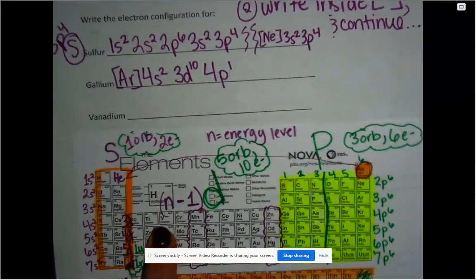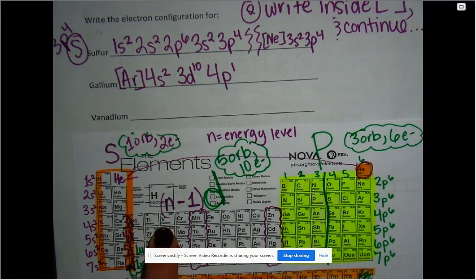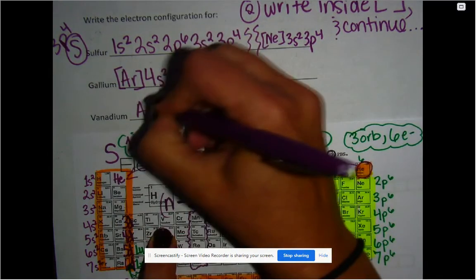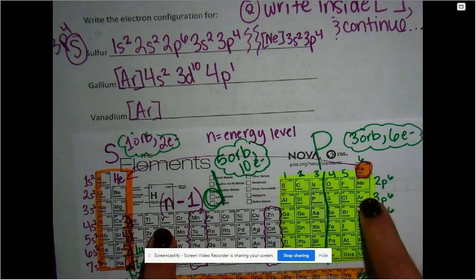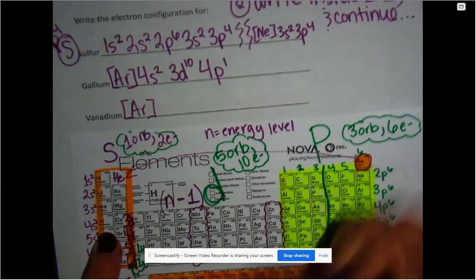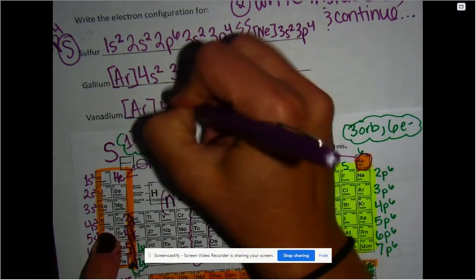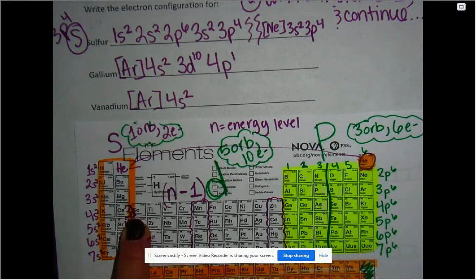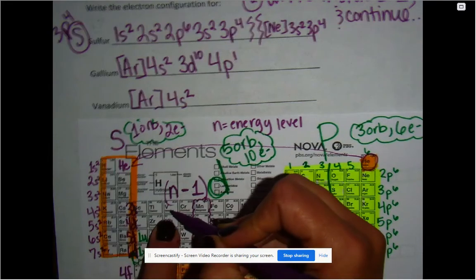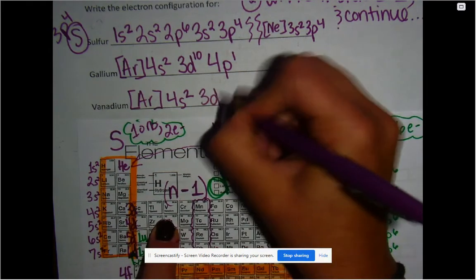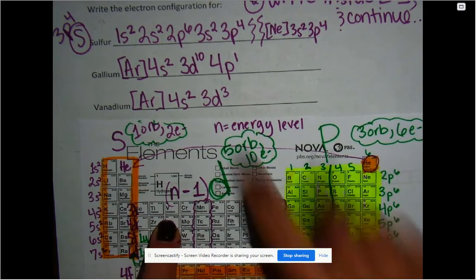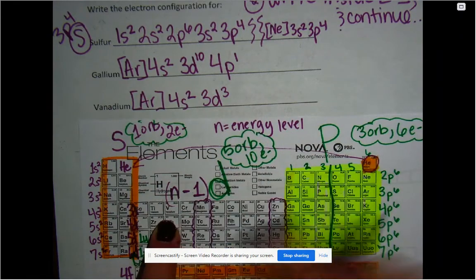So we're going to start. We'll do noble gas again. That's your favorite. Where are we going to start? We're going to start with argon again. So we're going to put argon into brackets, and then we're going to continue. So we're going to come to the next row. We're going to say 4s2. And then what? 3d3. Exactly. You count it over. 1, 2, 3. So again, that little number is coming from counting across, right? So 1, 2, 3.